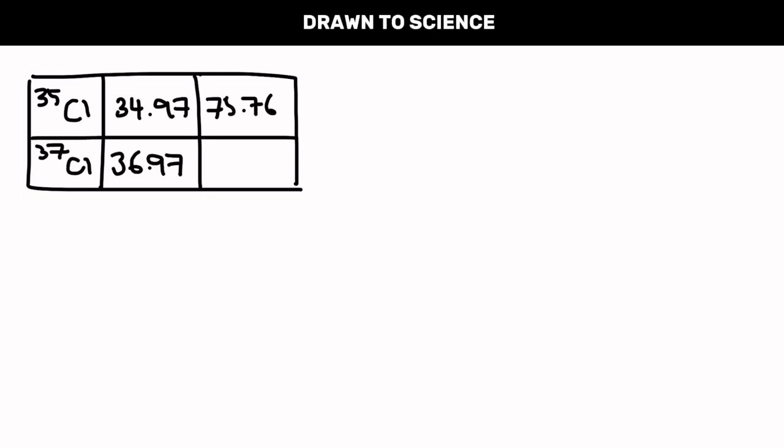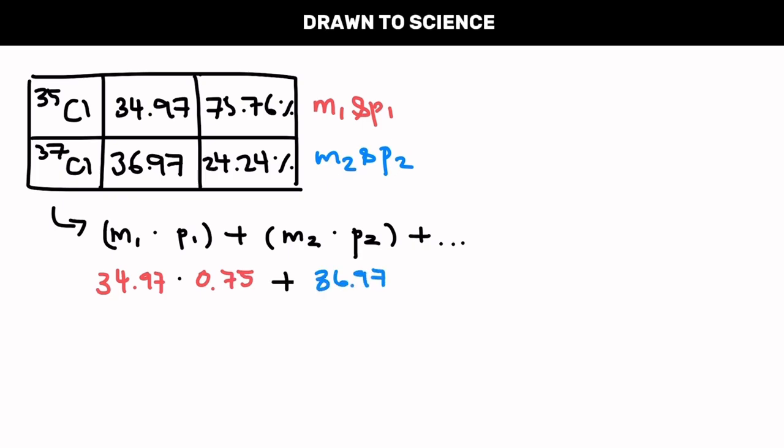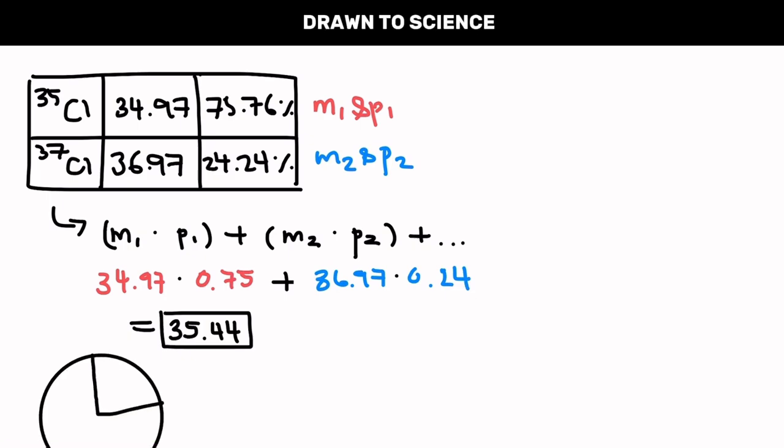Mass spectrometry usually shows up in questions where you have to find the average atomic mass. So if you're given a table of the chlorine isotopes, for example, you're going to be given the mass and its abundance in percentage. All you have to do is apply it to the equation where you multiply mass 1 by percentage 1 plus mass 2 times percentage 2. In this case, it would be 34.97 times 0.75, the decimal form of the percentage, plus 36.97 times 0.24. This will equal 35.44, which is the average atomic mass of chlorine.